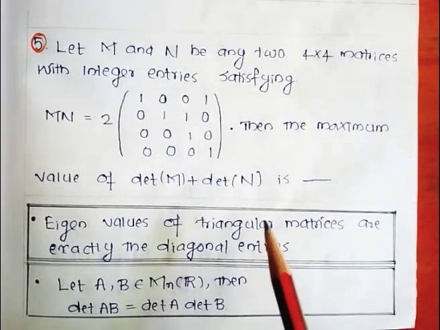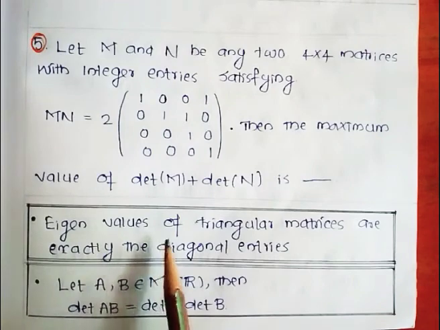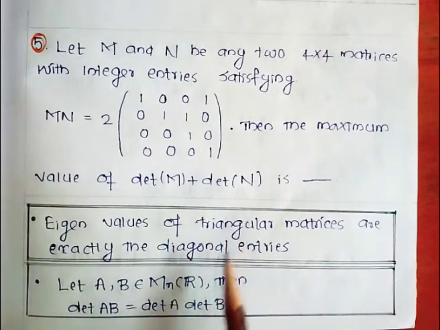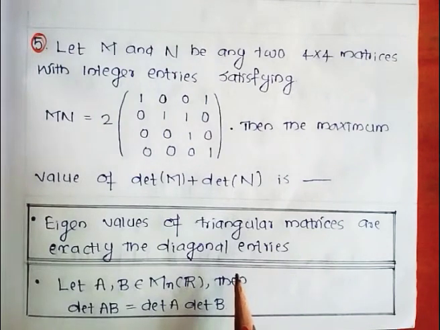Okay, so for solving this question we want some results. The first result is: eigenvalues of triangular matrices are exactly the diagonal entries. So for a triangular matrix, the eigenvalues are the diagonal entries. And result number 2: let A, B belong to Mn of R, then determinant of AB is equal to determinant A into determinant B. That is, determinant AB is equal to determinant A into determinant B.